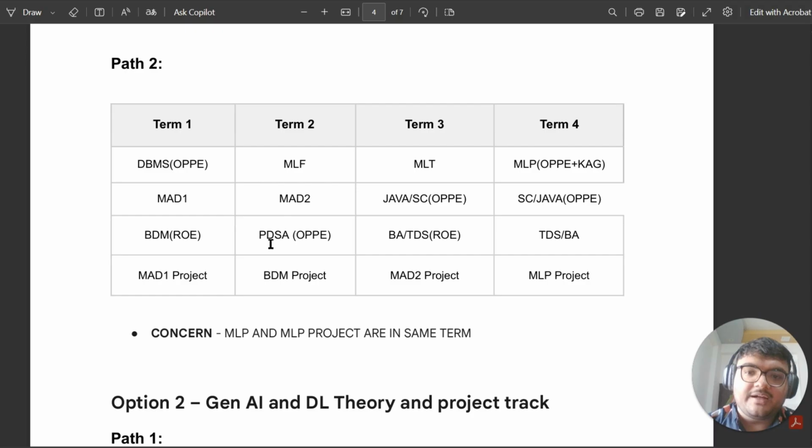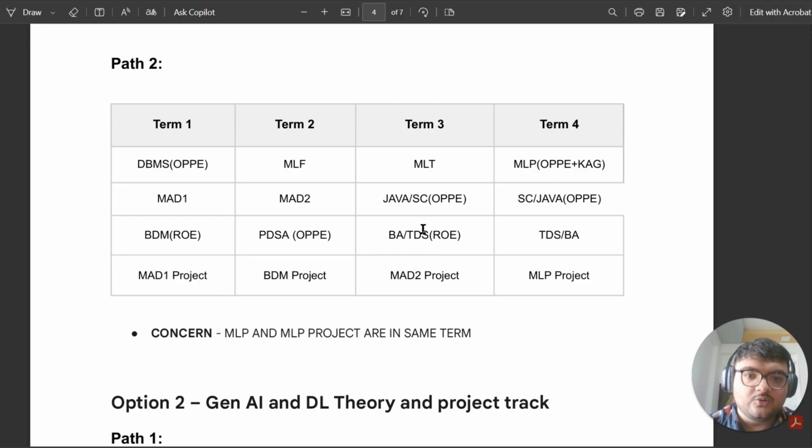So term two has MLF, MAT2 and PDSA, then BDM project, MLP, Java slash system commands, BA, TDS and MAT2 project. BA is a good course, business analytics, and it's not that hard. It's on a medium level, but the instructor sessions are also good in that. So you can take BA or TDS, based on your preference.